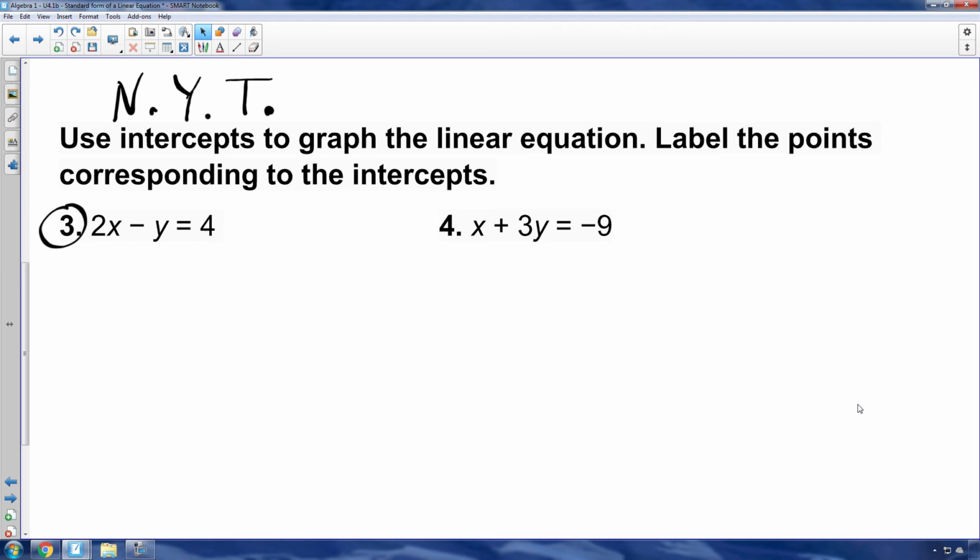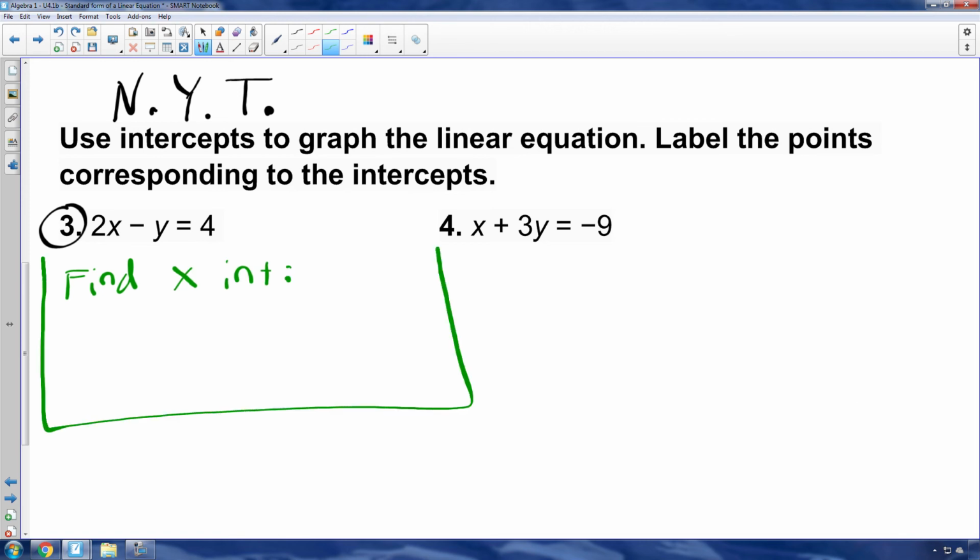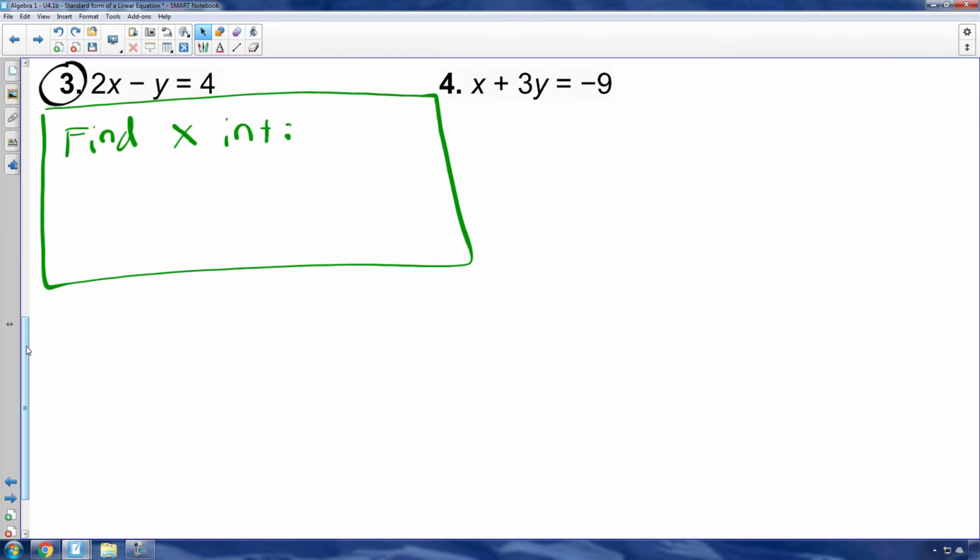What might be helpful is to just have an idea of what's going on. We've been doing the x-intercept in green, so I want to find the x-intercept here. I'm going to give you a box to do your work there. Why don't you write this on your paper? And then also write find the y-intercept. We want to find 2 different things: find the x-intercept, then find the y-intercept.